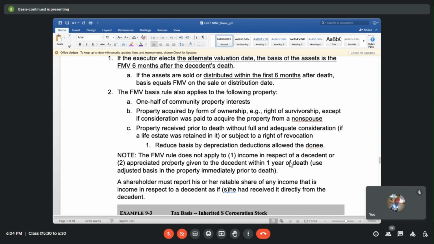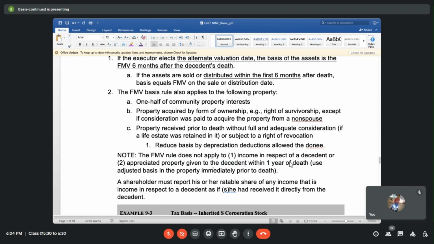Any appreciated property the decedent received within 1 year of death. So that person received some property within 1 year, or the year is not even over, and then that person died. So we cannot go with FMV rules there. We just have to see what the basis of that property given to the decedent was.